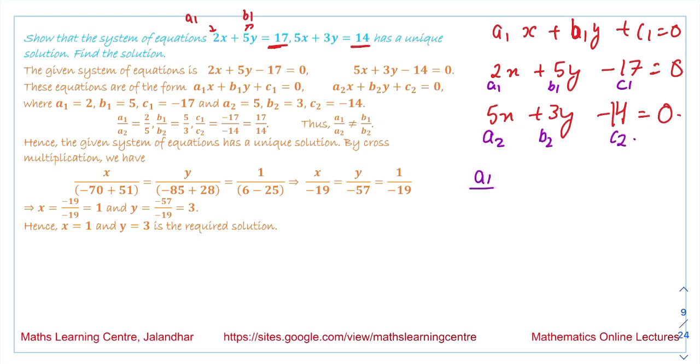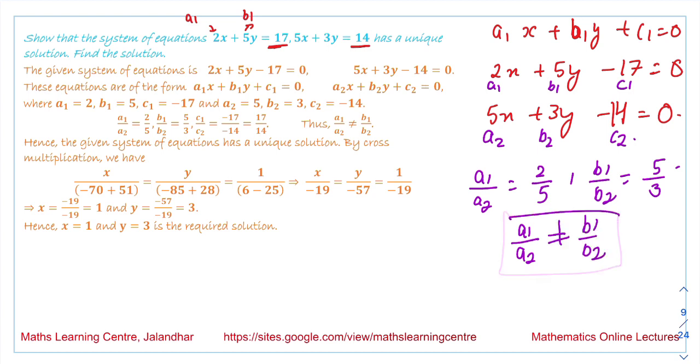So what we have is a1 over a2, that is 2 by 5, and b1 over b2, that is 5 by 3. So a1 over a2 is not equal to b1 over b2, and for this case this system will have a unique solution.